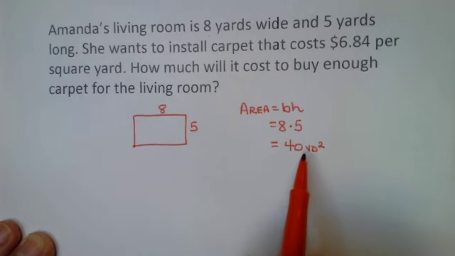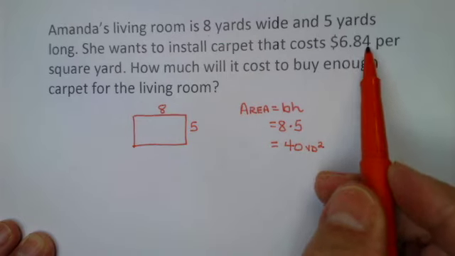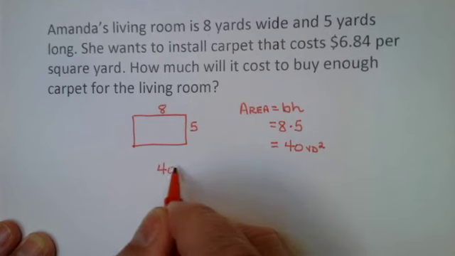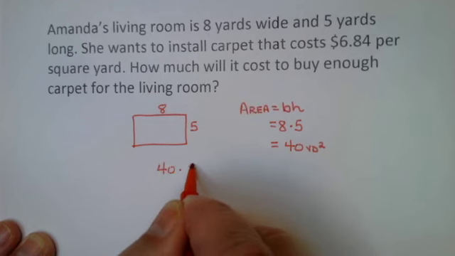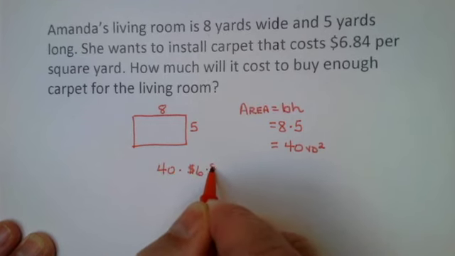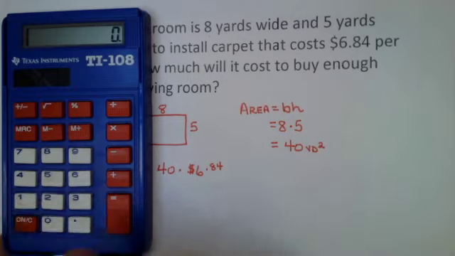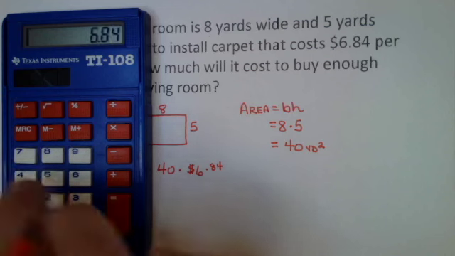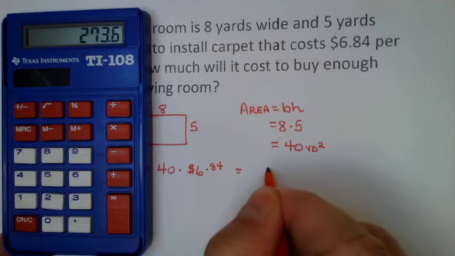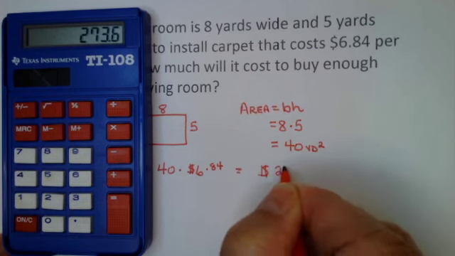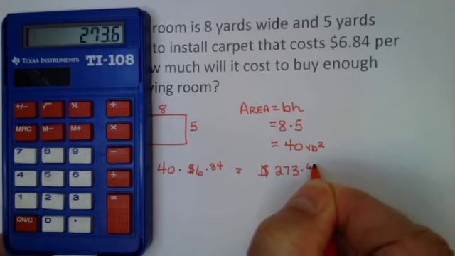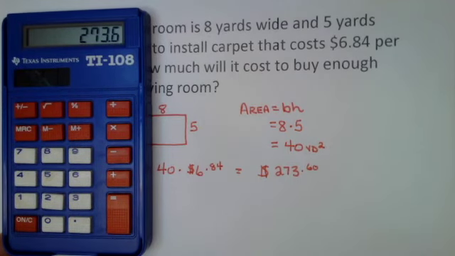For each yard, it's going to cost $6.84. For 40 yards, I need to multiply it by $6.84. So 40 times $6.84 is $273.60. Make sure you put that zero down there on the end.